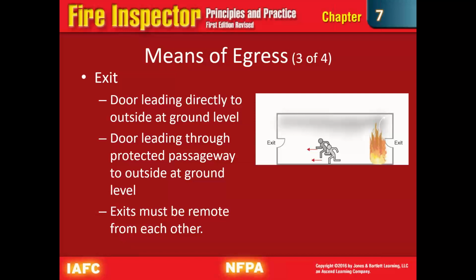Exits must be remote from each other. All right, so if one exit is compromised, and you see in this little picture over here, there's fire over here, this exit's blocked off. Now you have to go through another exit. So, you don't have just one large bank of exits, and that's it. They're scattered all throughout with a minimal travel distance.